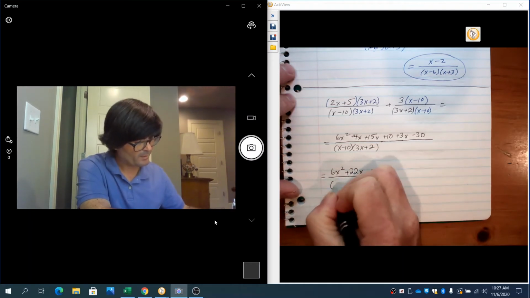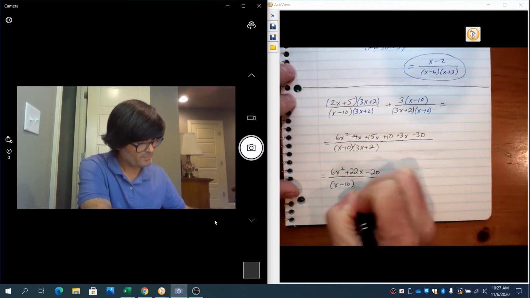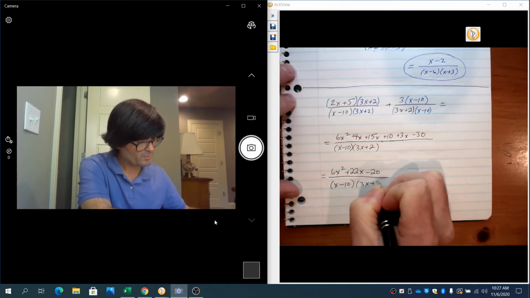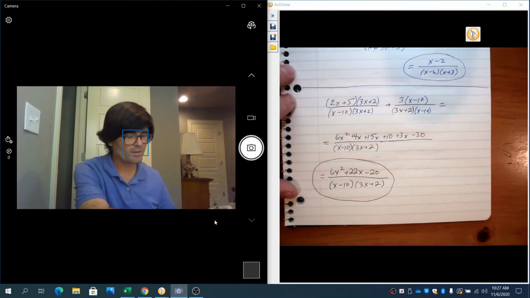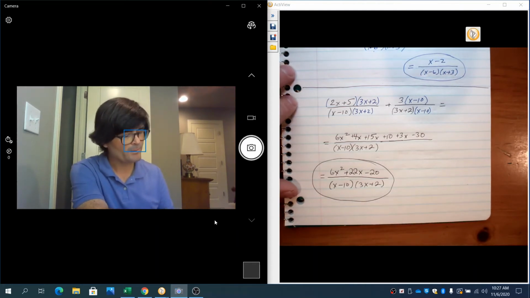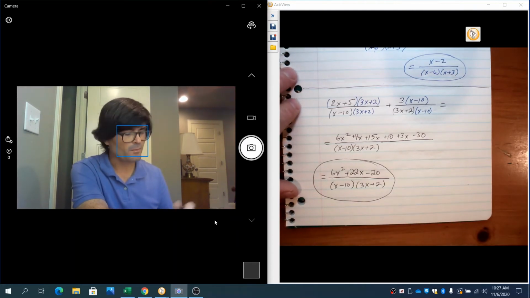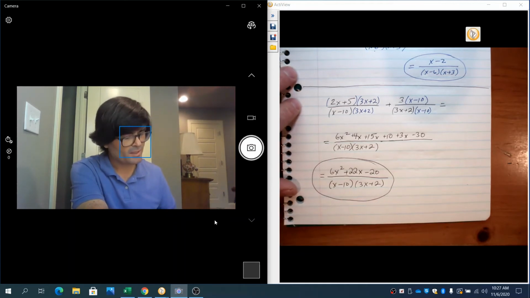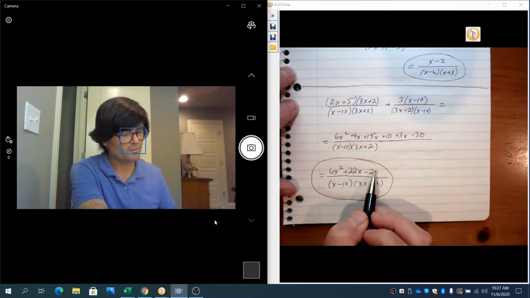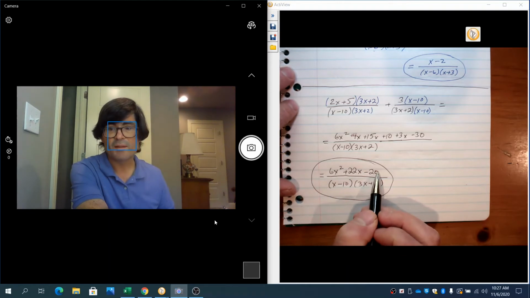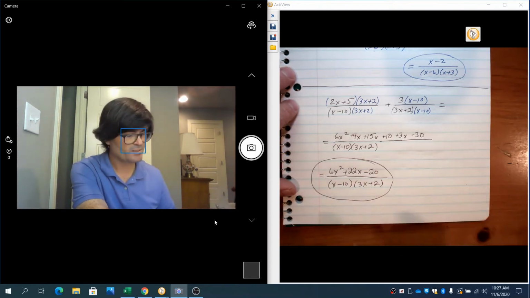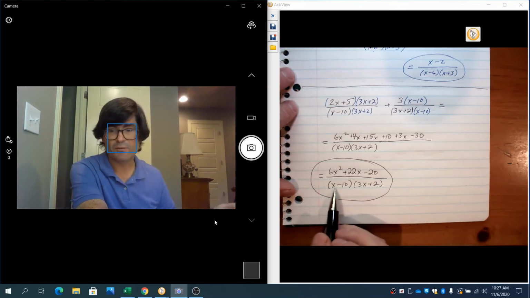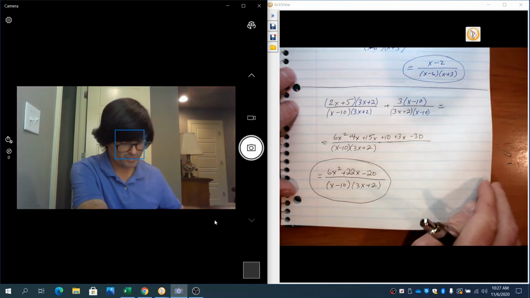And then on bottom we have x minus 10 times 3x plus 2. You could FOIL that out again, multiply it out, or you could just leave it like this. Notice that everything on top is divisible by 2: 6, 22, and 20. If the bottom had something divisible by 2, you could potentially reduce it, but because this doesn't have a nice 2 out front, that's all you can do for now.